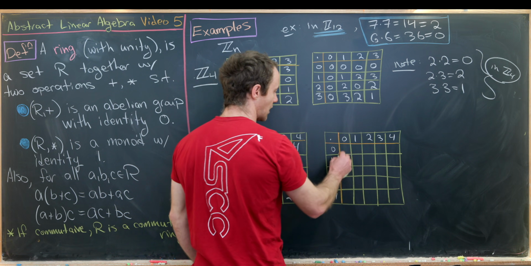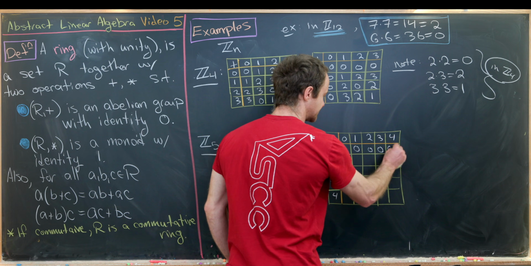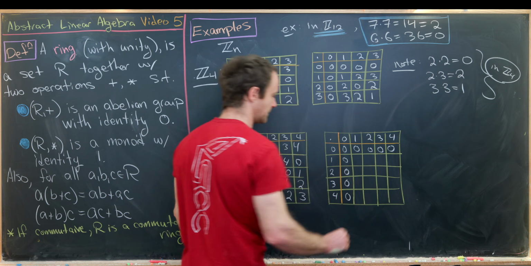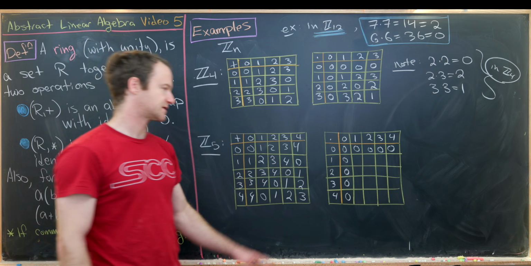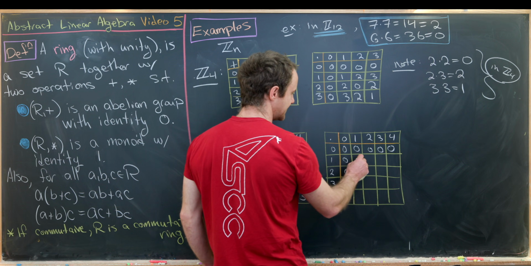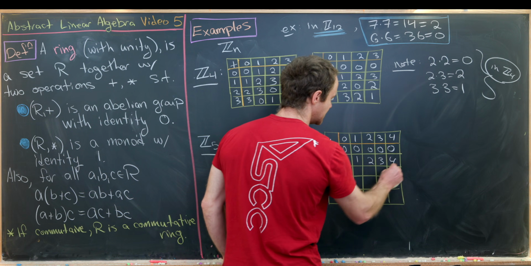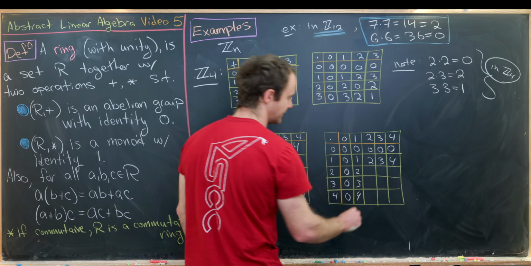So the 0 row and column is not super interesting. We just get a bunch of zeros. But let's see what happens for everything else. The 1 row and column is also pretty easy because that's the multiplicative identity. So we get 1, 2, 3, 4, 1, 2, 3, 4.